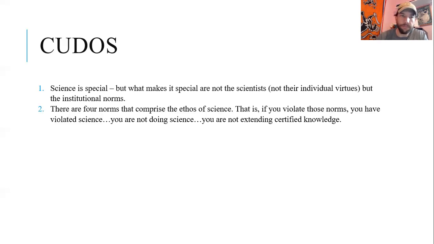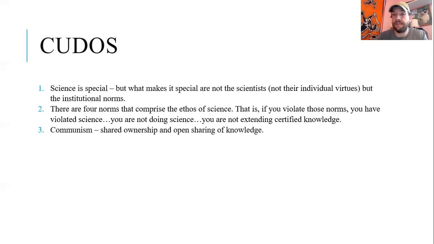I mean, agree with that or not, I just want you to be clear that's what he's saying. So there are these four norms, he says, that comprise the ethos of science. If you violate these norms, you violate science. That is, you're not doing science, okay? You're not extending certified knowledge. So in other words, these norms are constitutive of science. They are essential, necessary for it. Here they are: KUDOS. The C, communism: shared ownership and open sharing of knowledge.